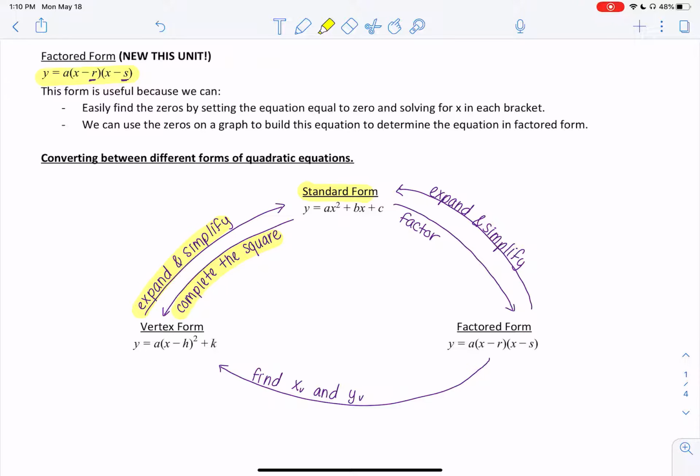Next, if I'm going from standard form to factored form, I simply just factor it. So we'll do an example of that as well. And then if I'm going from factored form to standard form, I can just multiply out those brackets and collect like terms again. Now, the other thing we have been doing, and I think this is a piece where some disconnect is coming from, is we have been going directly from factored to vertex form. And we do that by finding the x of our vertex and the y of our vertex. So we will also do an example of that as well.